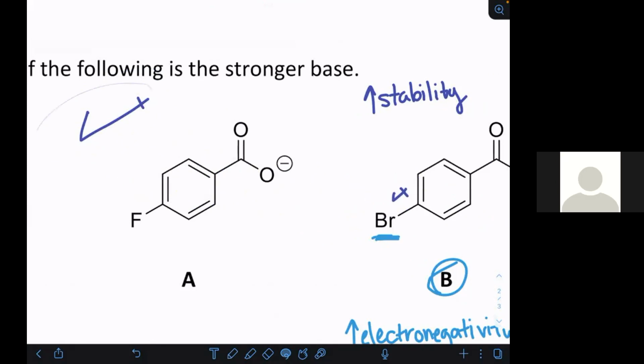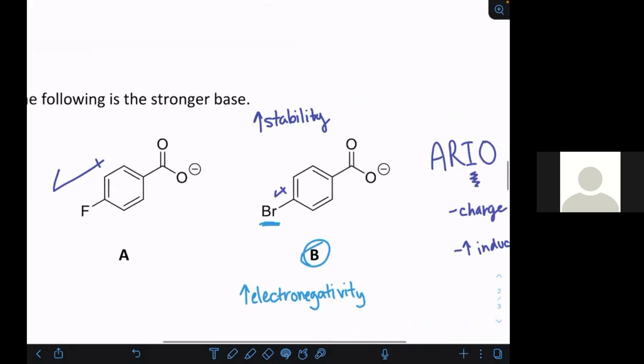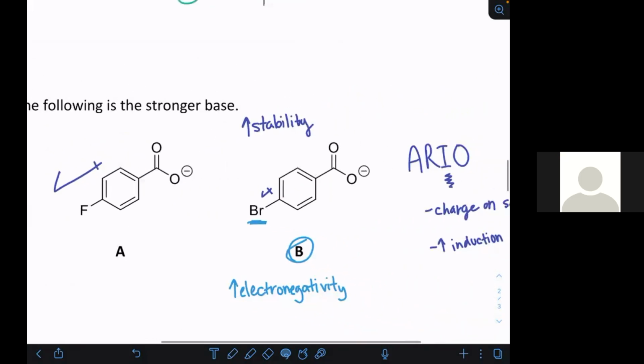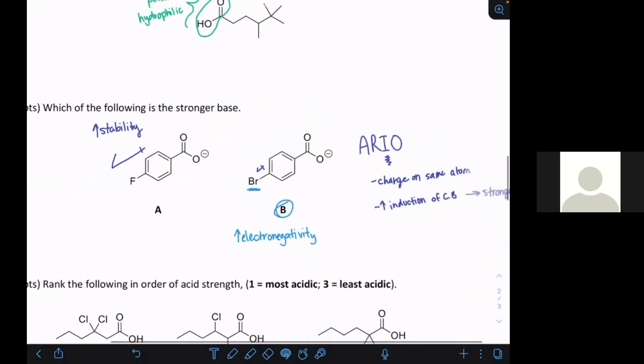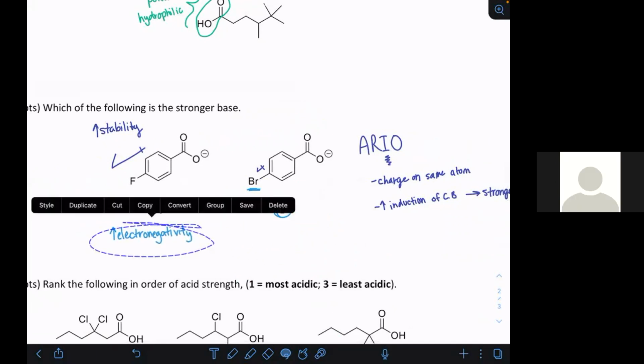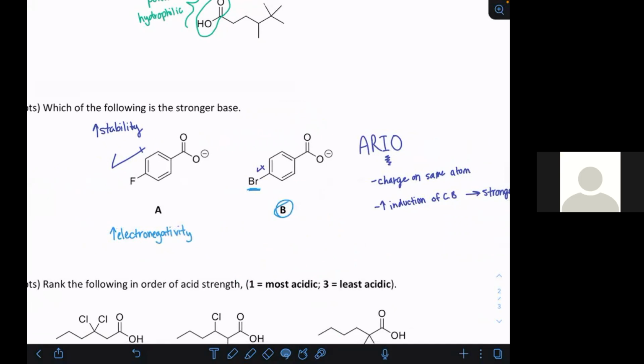Yeah. Okay. So charges on the same atom and same number of resonance structures, you do induction. So the greater EWGs is most stable, which is more electronegativity, is more induction. That's what I have written down. Wait, so I'm still getting F. I don't know how the professor's getting B.